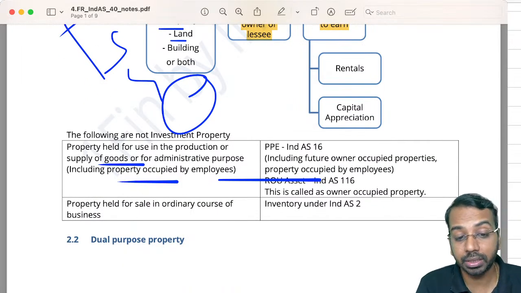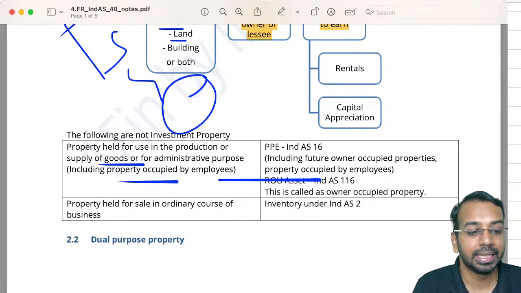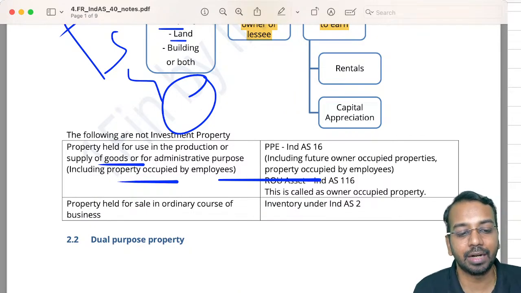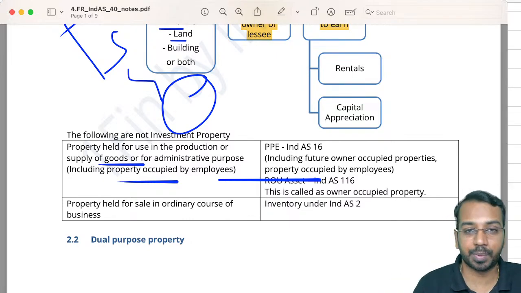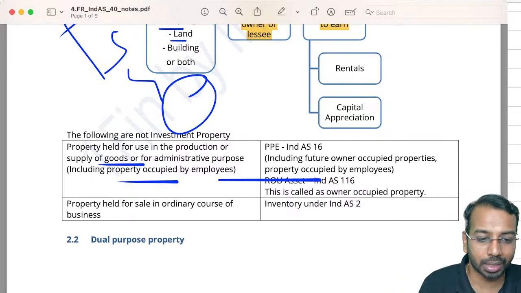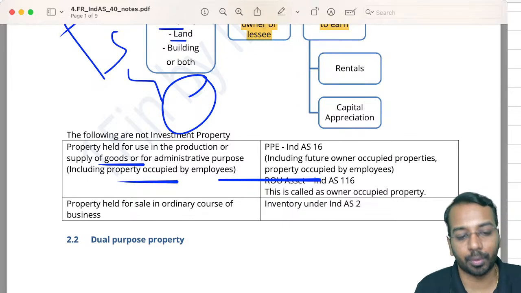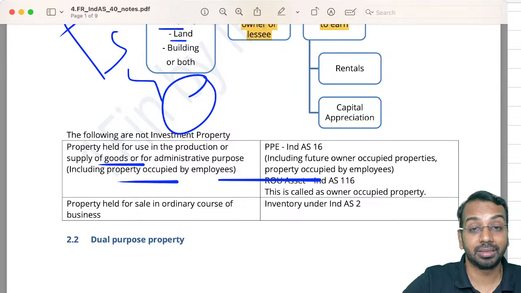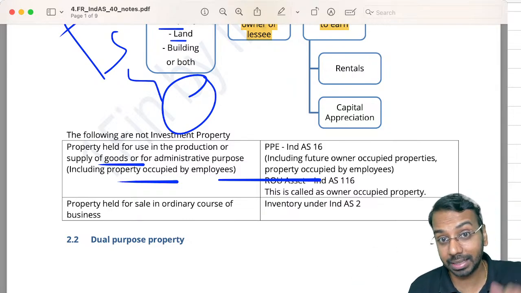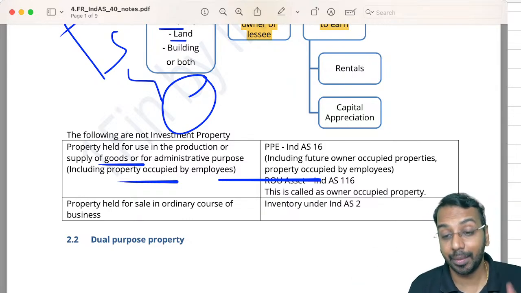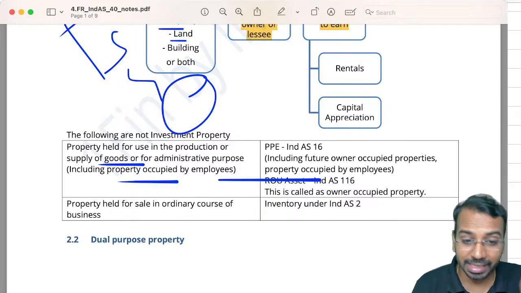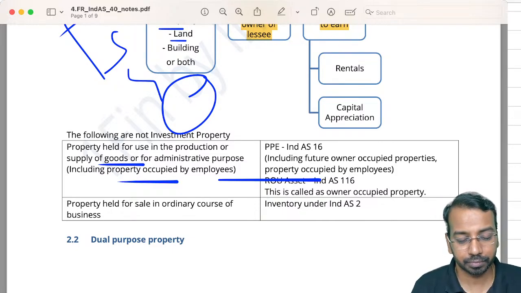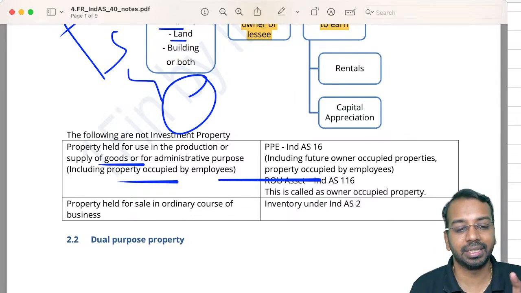Now, what is not an investment property? Property which is held for use in production or supply of goods or for administrative purposes. So, my office building, my employees' premises, and all of that, that is not investment property. If I'm using my office, that's not investment property. If my employees are staying in staff quarters, and even if I'm collecting rent from those employees, even in that case, it is not investment property.